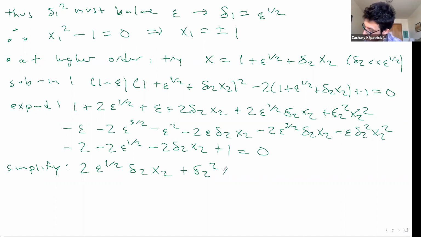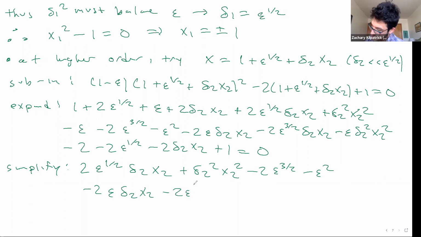2 squared x2 squared minus 2 epsilon to the 3/2 minus epsilon squared minus 2 epsilon delta 2 x2 minus 2 epsilon to the 3/2 delta 2 x2 minus epsilon delta 2 squared x2 squared equals 0. Okay, now let's look at this equation.